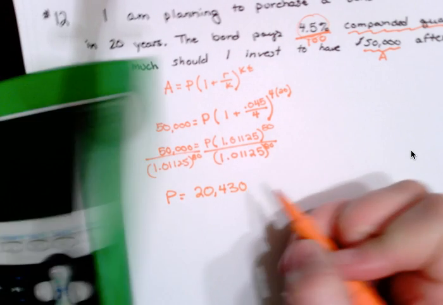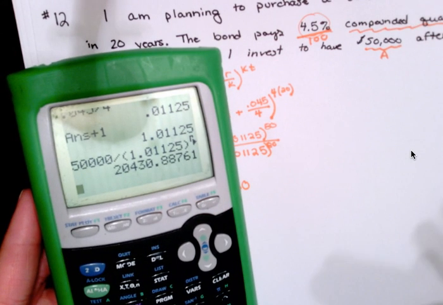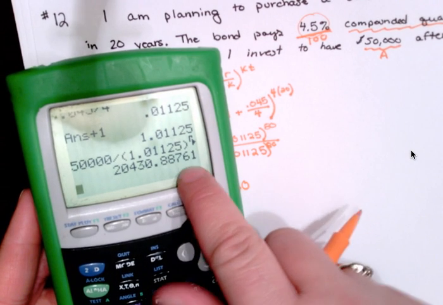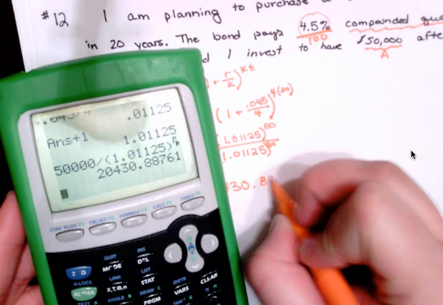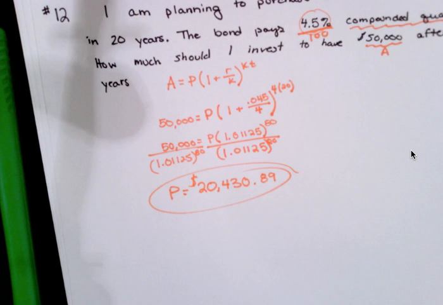$20,430. And since this isn't the money the bank is giving you, this is money you're putting in, you'd actually want to round this up to make sure you get the actual amount, so it would be 89 cents. And that would be your answer. Sorry, my answer key was wrong. Here's the correct answer.